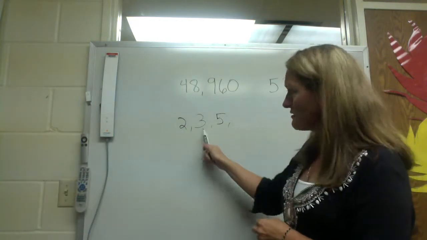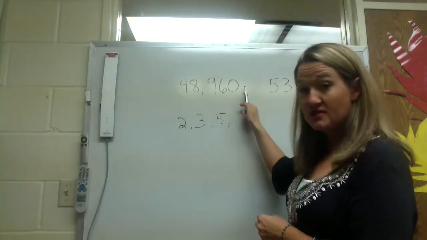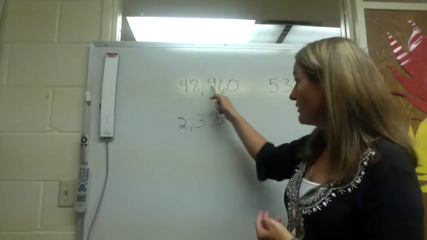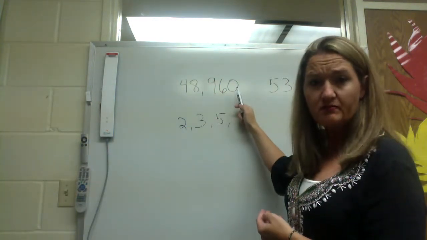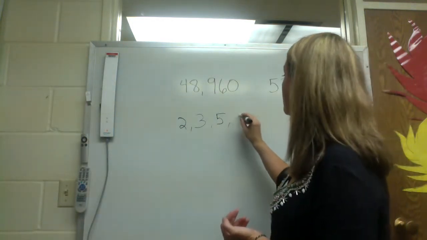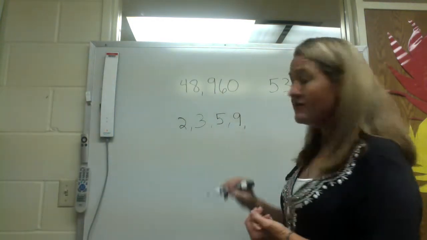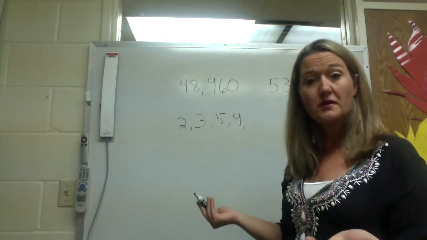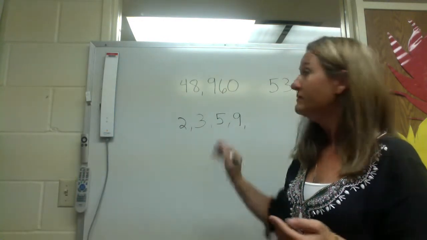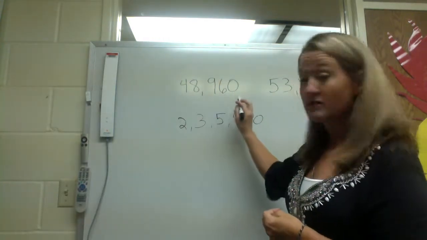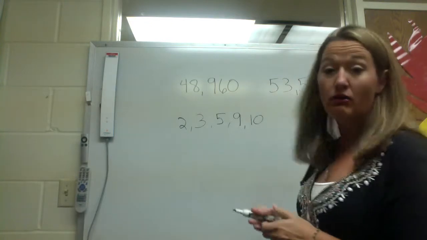9 is a lot like the 3. We add all the digits up again and ask ourselves, is that number divisible by 9? When we added this up, it was 27. Is 27 divisible by 9? Yes. So this number is also divisible by 9. And then the last one is 10, and that's a pretty easy one. If it's divisible by 10, what number does it have to end in? A 0, and this one does. So this number is actually divisible by all 5 of them.